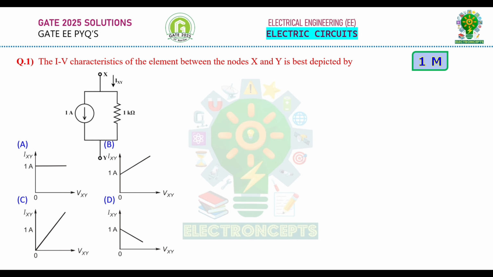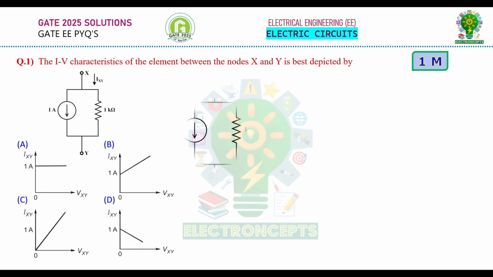Let's try to solve this question. Let's take the circuit. The current flowing through the ideal current source is 1 amp. Let's represent this. The current passing from the node X to Y is IXY. From Kirchhoff's current law, the current flowing through the resistor 1 kilo ohm is IXY minus 1 amp. Let us represent the voltage across the 1 kilo ohm resistor as VXY. Now applying Ohm's law to the 1 kilo ohm resistor, the voltage across the 1 kilo ohm resistor is equal to the current flowing through it multiplied by 1 kilo ohm.